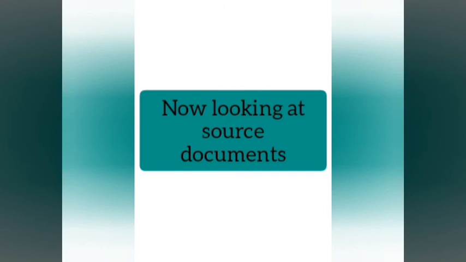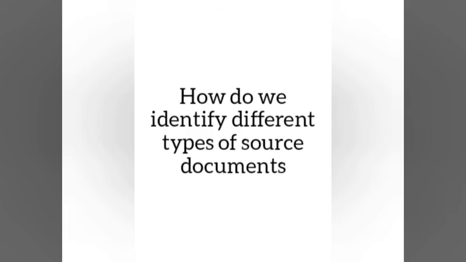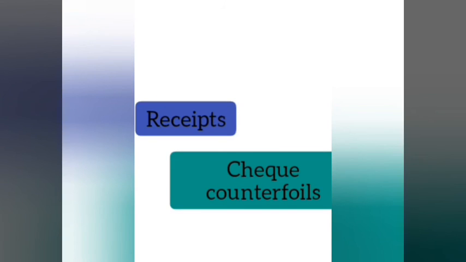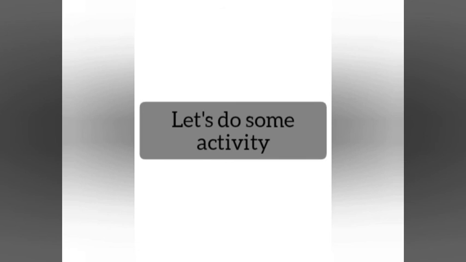And now looking at source documents, how do we identify different types of source documents? Source documents are the documents that prove that the transaction took place, such as your receipts, your check counterfoils, and your invoices.